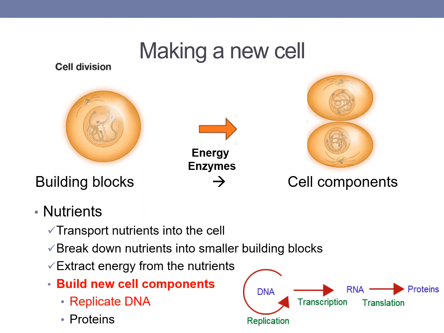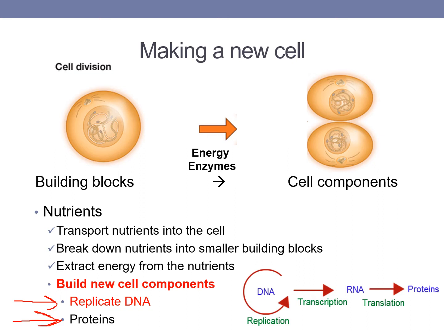We have talked about the transport of nutrients into the cell. We've talked about the breaking down of nutrients into smaller building blocks through metabolism and how we extract energy from those nutrients. And now we want to take those micromolecules, those building blocks, and we want to make new DNA, and we also want to make proteins for that new cell. And so we started off talking about how we can replicate that DNA.